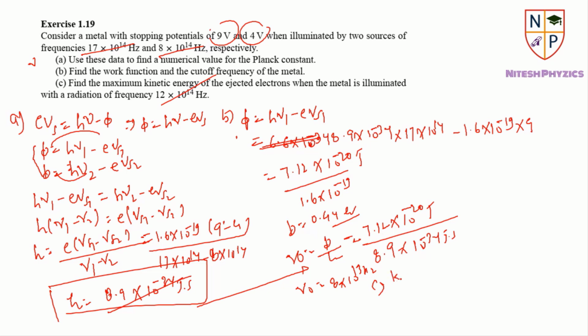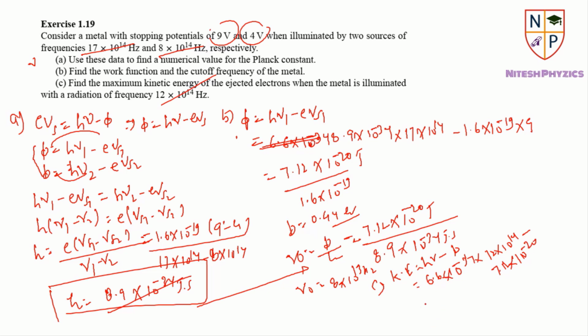So the kinetic energy of the electron will be h nu minus phi. Okay, calculate. This is also easy. 6.6 into 10 to the power minus 34 into the value of nu. You can put the value of nu, which is given here as 12 into 10 to the power 14 hertz, right? And the value of phi is given as 7.12 into 10 to the power minus 20 joule.